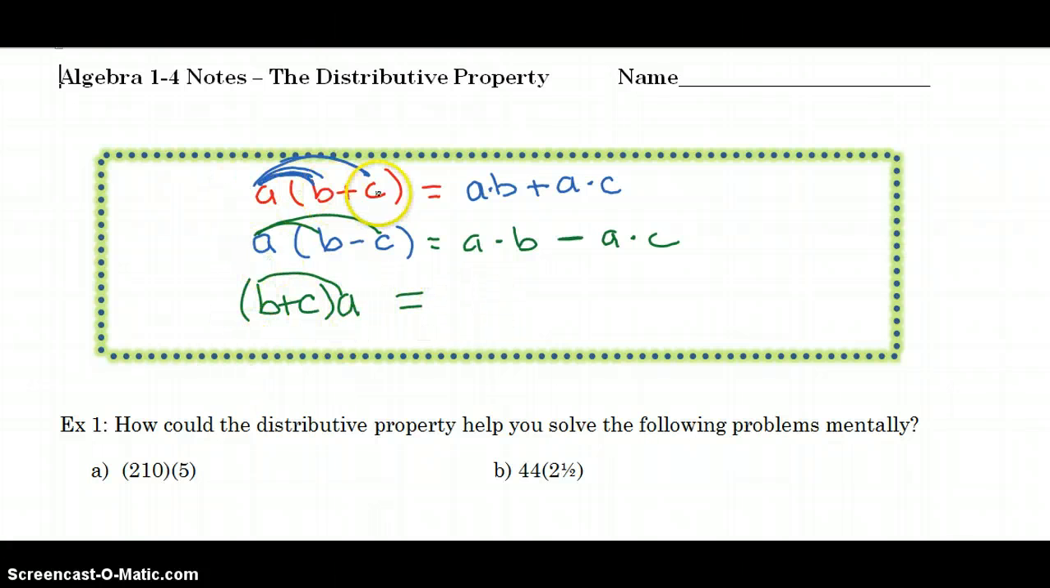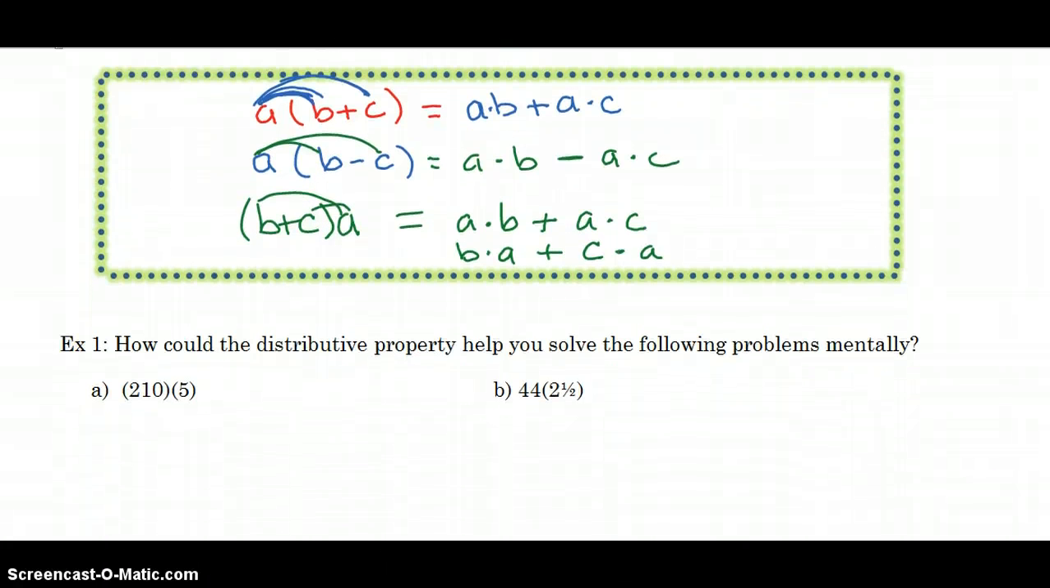Maybe you went down the block and then you're coming back the other direction. A is still being multiplied times B, plus A is still being multiplied times C. Multiplication is commutative, so if you said B times A, that's okay. And if you said C times A, we would end up with the same answer. So that's just a couple of examples of what the distributive property looks like.